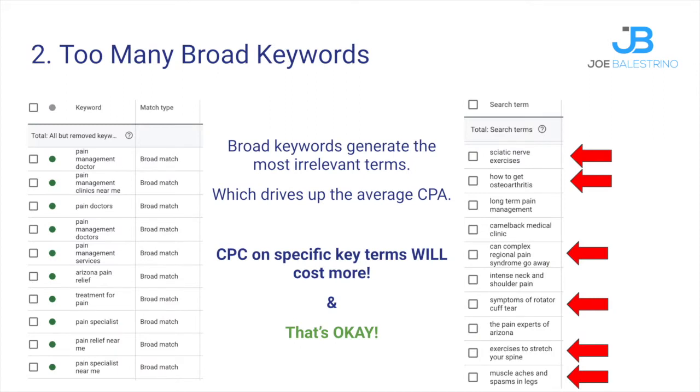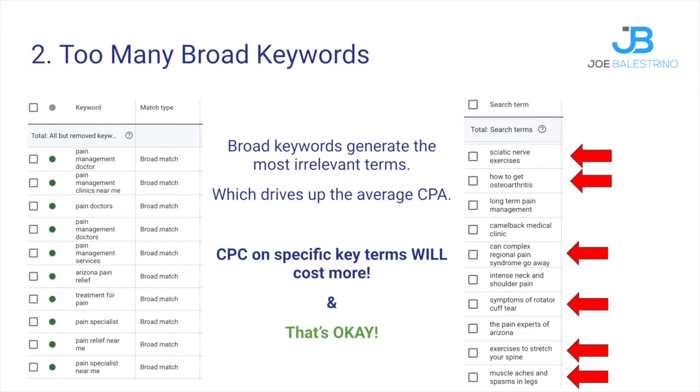The second most common thing I see is too many broad keywords. Here's an account that I recently audited, and I thought it was a perfect example. This is typically what I see when I look at an account: all broad match. The downside with broad match is you cast a wide net on the search terms that you can show up for, because when you say broad, you give Google the flexibility to decide what it thinks those keywords apply to. And it could be a combination of those things.